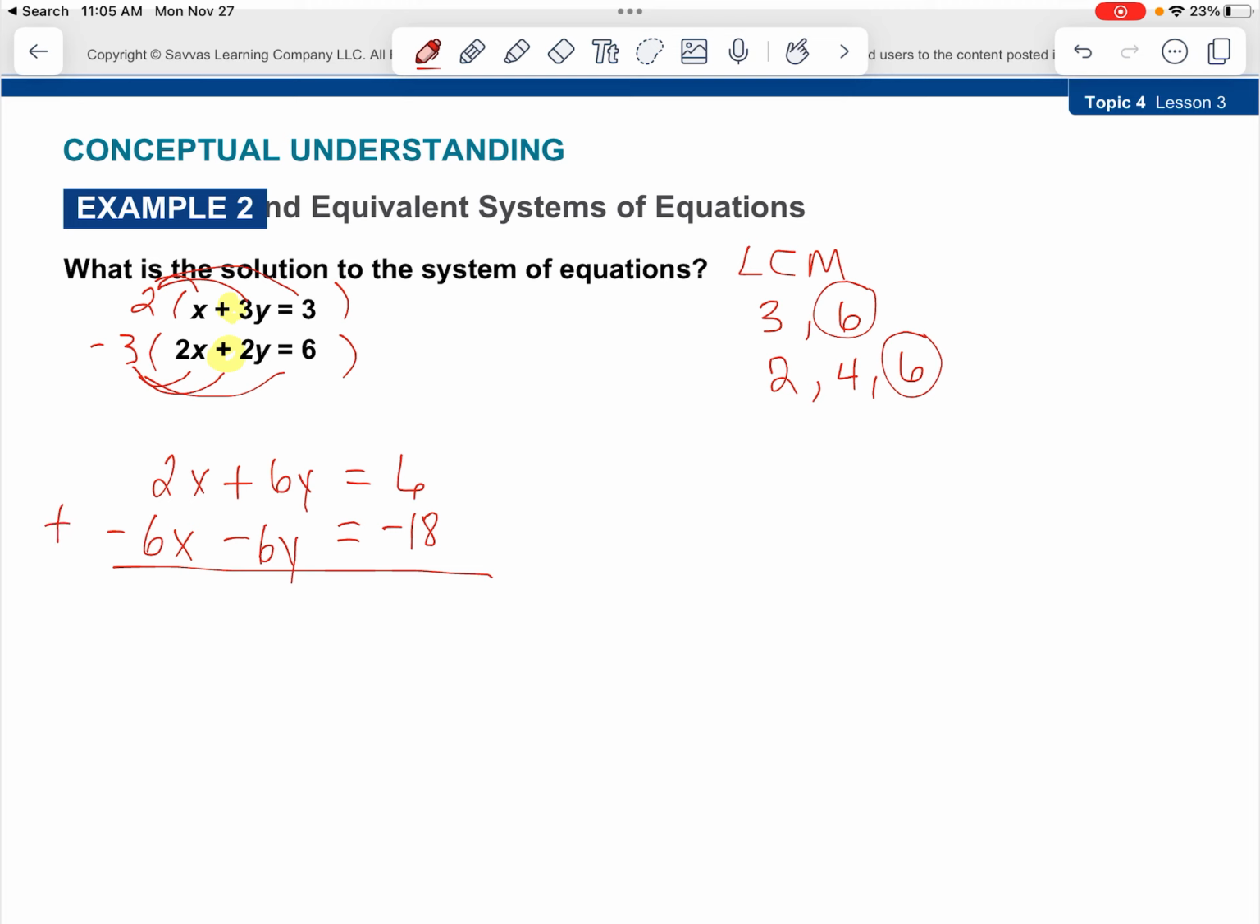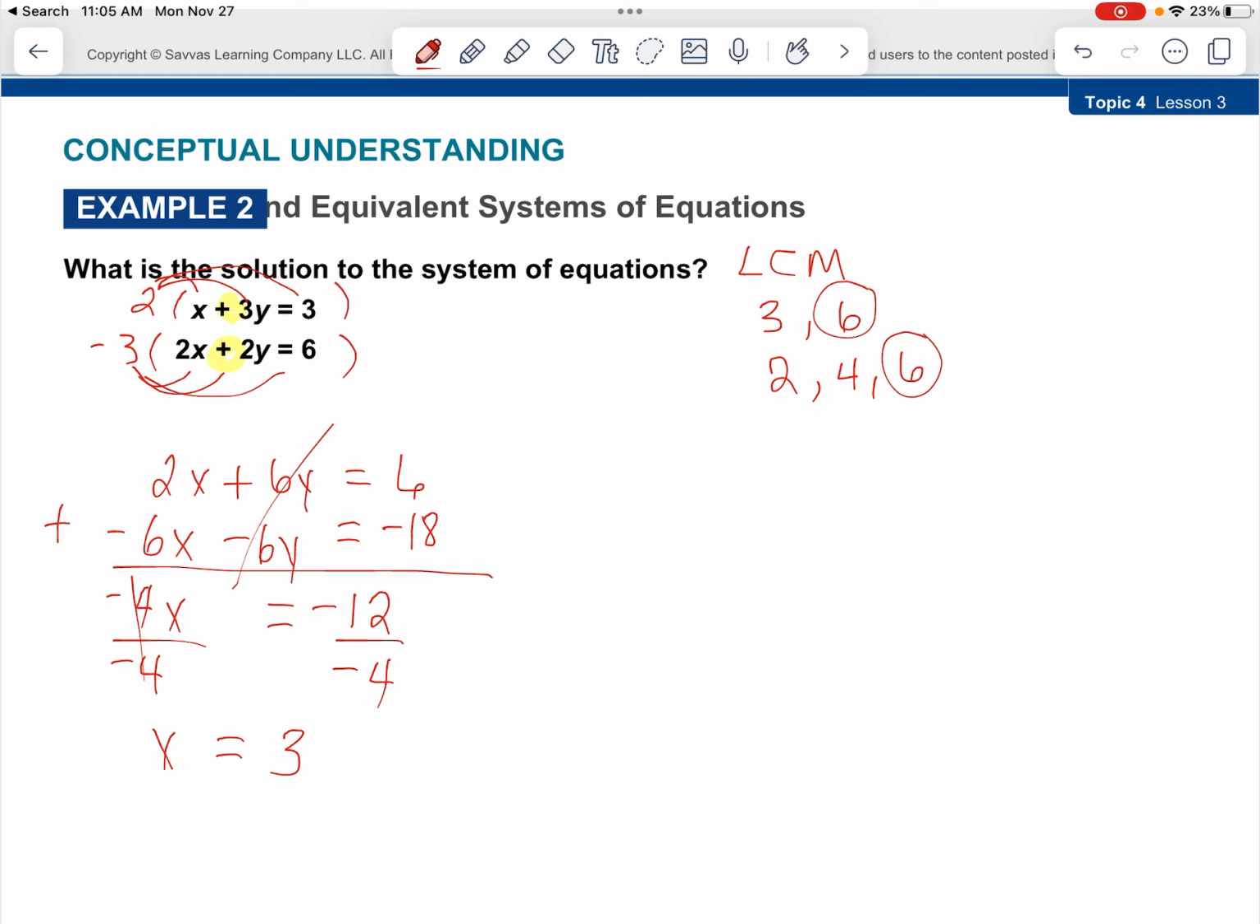We're then going to add this system. 6y plus negative 6y is going to cancel. 2x plus negative 6x is going to give you negative 4x, equal to 6 plus negative 18, which is going to give you negative 12. We're then going to divide by negative 4, and we'll see that x is positive 3.